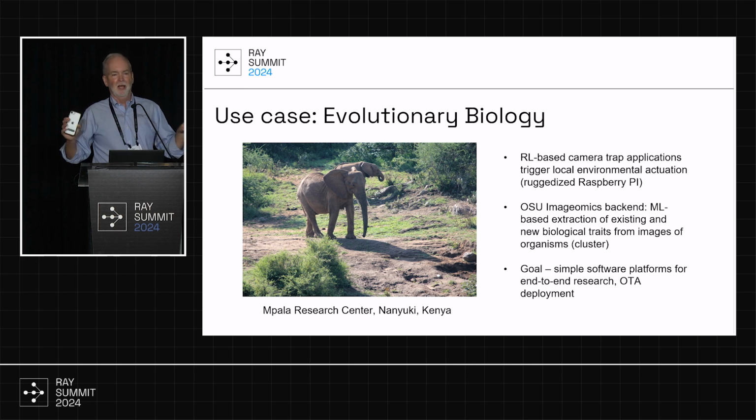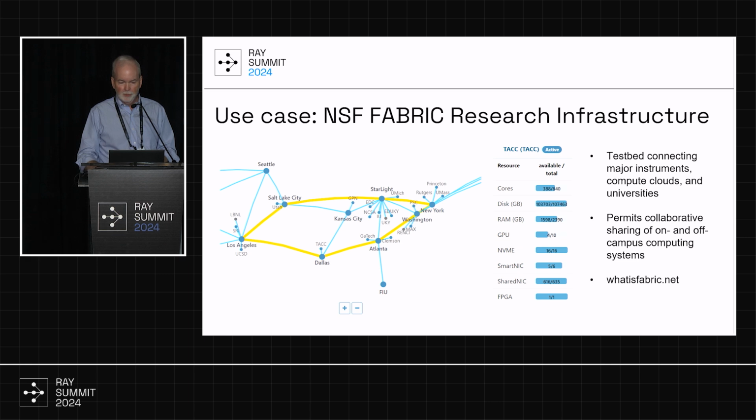And lots of the evolutionary biologists don't have that much computer science training. So if we can build, and rely on tools like Ray to help them deploy their systems from simple camera trap RL systems all the way up to backends that are sophisticated like the Imageomics platform, that's a win. So that's use case one.